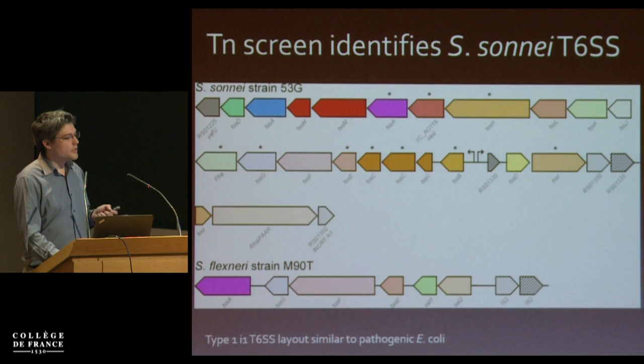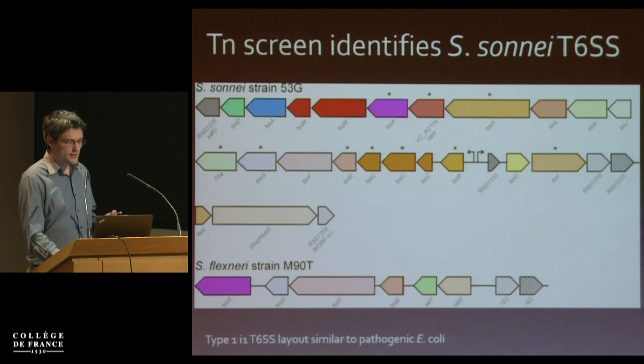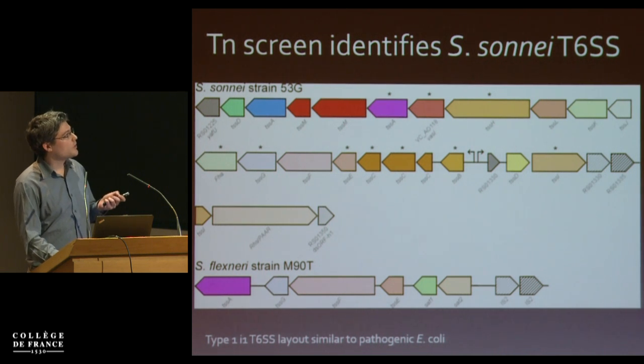So when we started to look at our Tn-seq data, we noticed at least one region that had several hits in close proximity to each other in genes that weren't readily identifiable. When we looked more closely, however, we discovered that they are genes that encode a type 6 secretion system. And so the genes that we hit in our screen are denoted by asterisks.